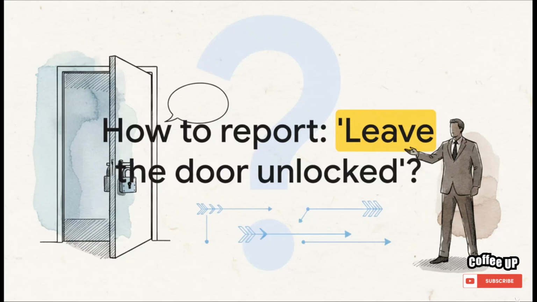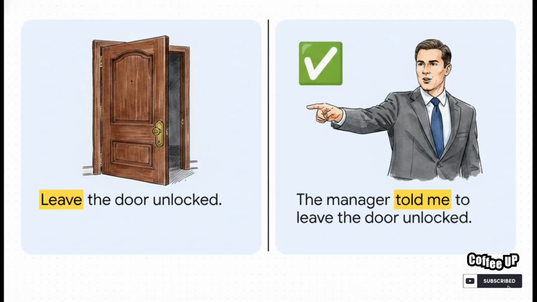All right, final practice. Try transforming this direct office command from your manager into reported speech. The boss says, "Leave the door unlocked." Remember the special rule for commands? Give it a try. Boom, as you can see, here is the manager's command solution. The manager told me to leave the door unlocked. Because it's a direct command, we used the reporting verb told along with our object, me, and followed it directly with the infinitive, to leave. No complex tense backshifting required whatsoever.